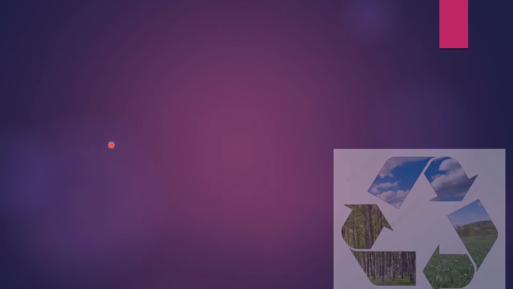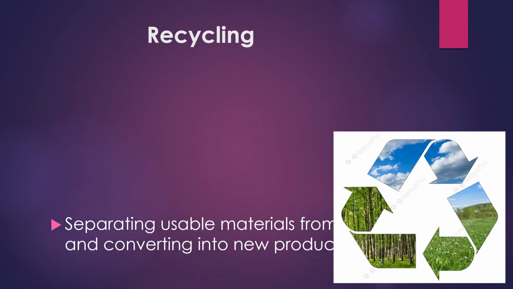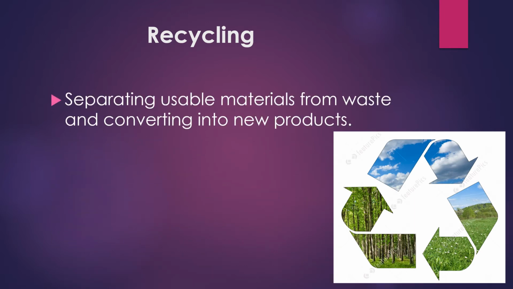Moving on, the first one is recycling. Recycling protects our environment. It reduces pollution. It saves our natural resources like wood and iron. The things which can be recycled are paper, iron, cardboard boxes, plastic, glass, etc. Recycling is nothing but separating usable materials from the waste and converting them into new products.